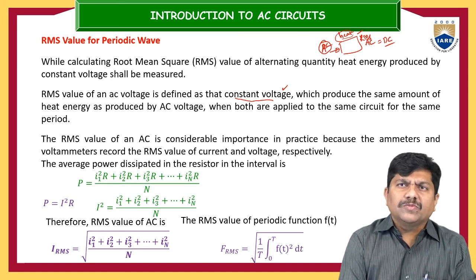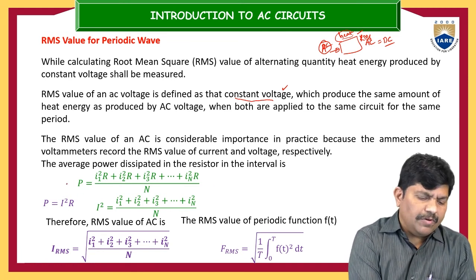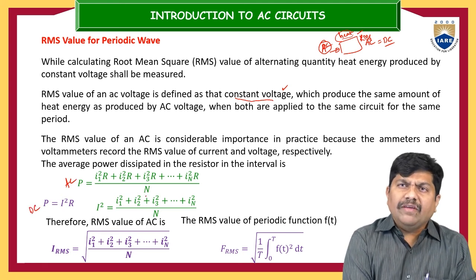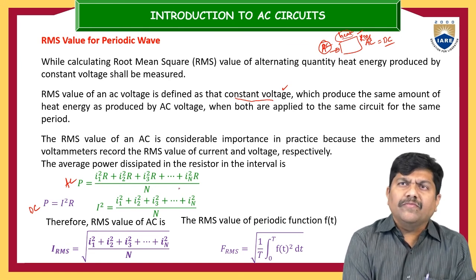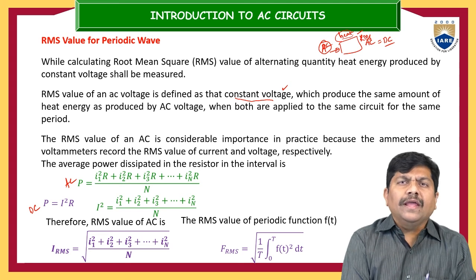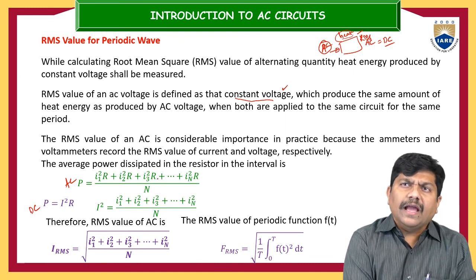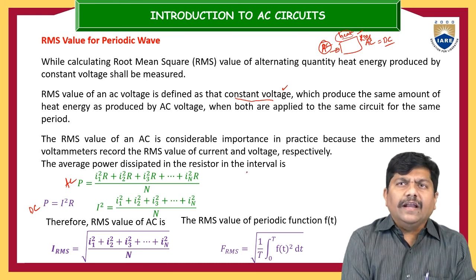RMS value of AC or instantaneous values. So let us compare the AC power and DC power. This is the AC power and this is the DC power. AC power has different instantaneous values. Let the instantaneous currents be I1, I2, I3, I4 up to IN, because in the previous average value calculation also we divided one positive alternation into n equal parts. So at every instant of time, what is the value of that current? That is I1, then I2, I3, I4. These currents are nothing but instantaneous currents at different times.